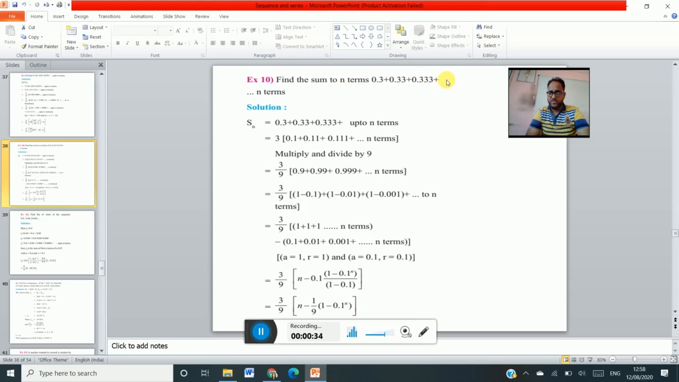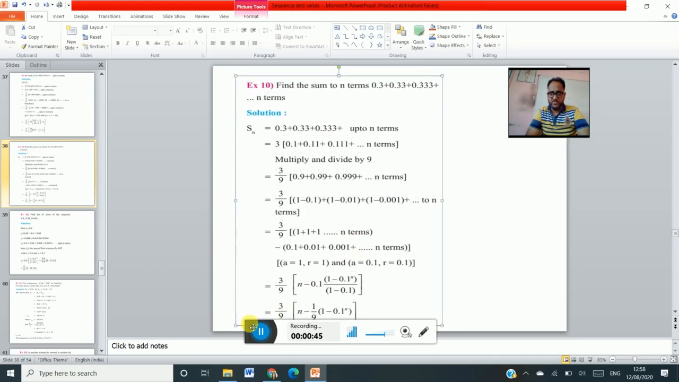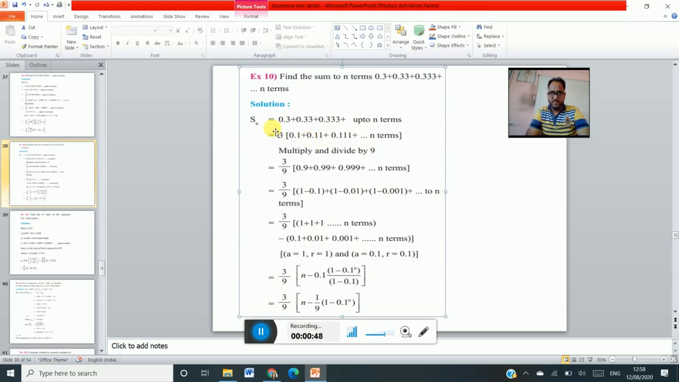Find the sum of the n terms of this series: 0.3 plus 0.33 plus 0.333 up to n terms. Okay, so as we solved the previous example, we have to solve this one also. See, we consider Sn is this. Take 3 common, so 0.1 plus 0.11 up to n terms remains here, then multiply and divide by 9. So 3 by 9 should be divided and here multiply by 9, so 0.1 into 9 is 0.9, 0.11 into 9 means 0.99 and so on, right?